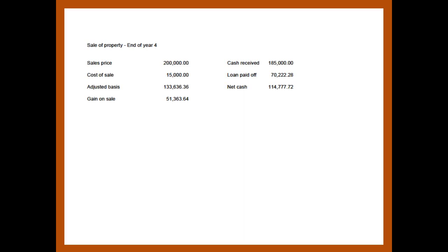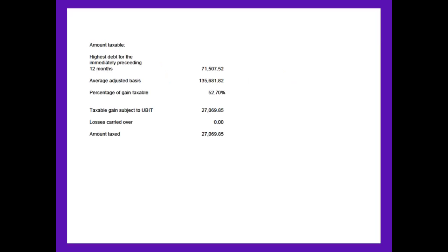So based on those numbers, we realized for income taxes a gain of $51,363 on the property. We're going to get cash out of the deal, which is what we sold it for, the $200,000 less the $15,000 of costs and commissions, $185,000. We're going to go ahead and pay off the loan. Remember, we owe them about $70,000. So we're going to have net cash that's going to come back into our IRA of just shy of $115,000. Okay? So let's go on to the next slide.